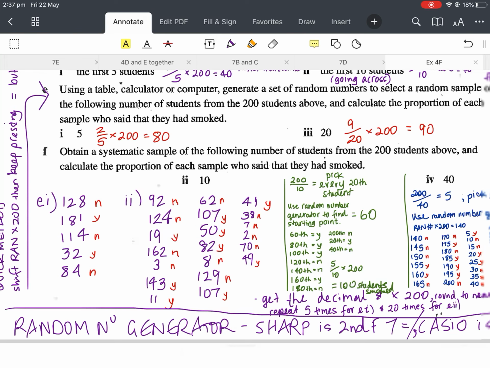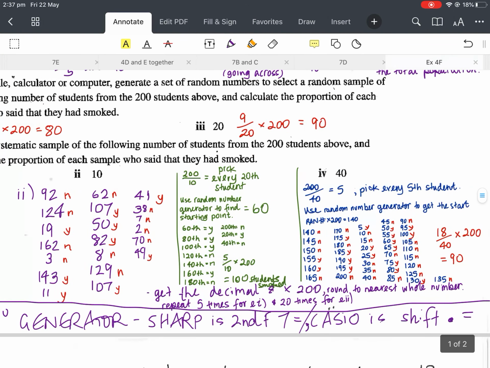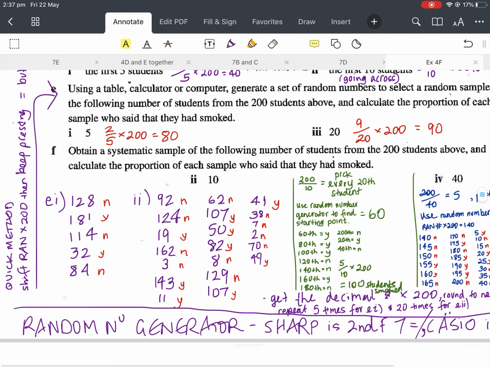Now for the Sharp, you press second function 7 and then equals. For the Casio, you press shift and then the decimal point and then equals to get a random decimal to come up. To find the number that you want out of 200, you then multiply that by 200. I have a Casio, so I pressed shift and then dot, and the random number symbol came up. I figured out that if you then press times 200 before you press equals, you can do it a little bit faster. So I then pressed equals, and to get the next number I just keep pressing equals. It changed to a new number out of 200 for me.